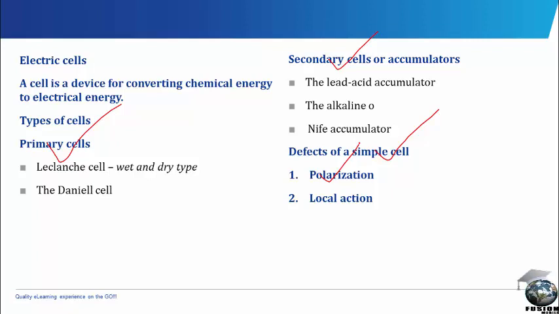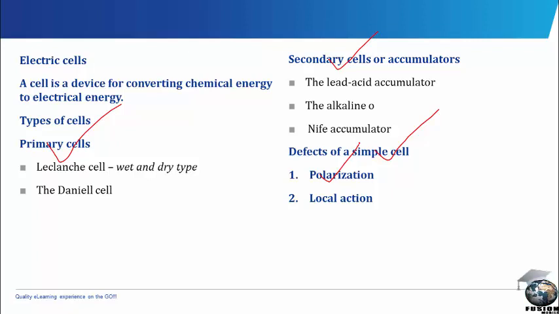Polarization can be reduced by brushing the plates well, or by the use of a depolarizer such as manganese dioxide or potassium dichromate, which oxidizes hydrogen to form water and so removes the hydrogen bubbles.